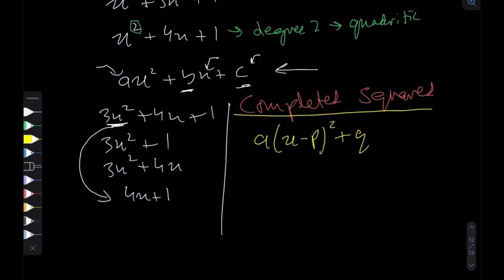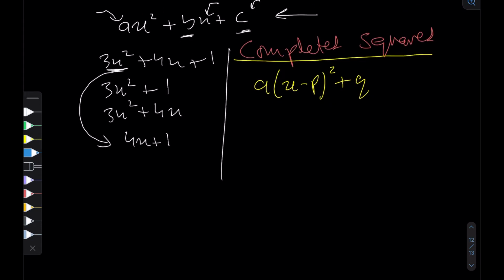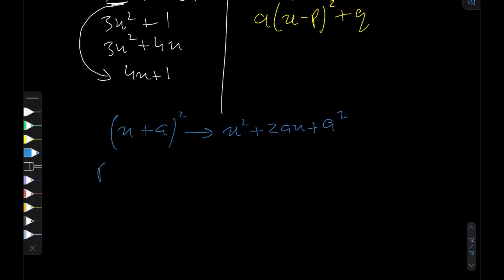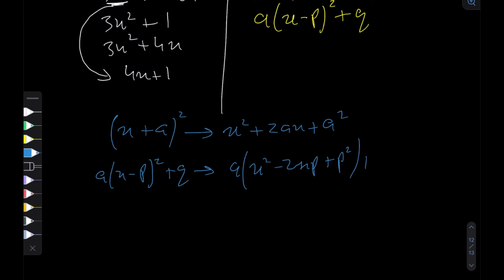Okay, so what you would probably already know is if I have something like (x plus a) whole squared, when you expand this, you get x squared plus 2ax plus a squared. And so if I have anything like, let's take the same thing, a(x minus p) whole squared plus q, you can easily get the standard form back by expanding. So a(x squared minus 2xp plus p squared) plus q, once you expand this, you get ax squared minus 2axp plus ap squared plus q, and we got our original form back.